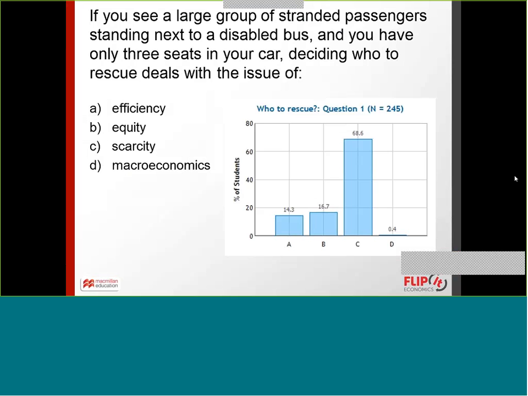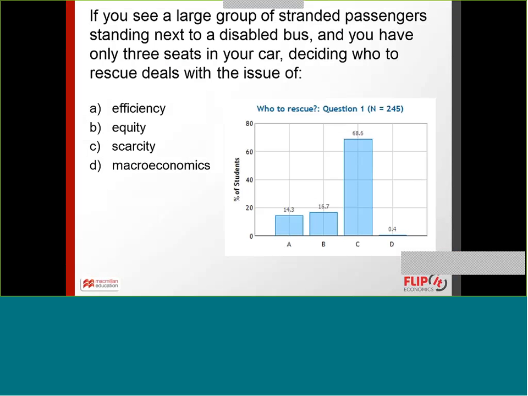And so I have an example of one of these, and this is a pretty standard thing in economics, to think about scarcity. Some people mislabel economics as the science of scarcity. Scarcity is just not that interesting, but if you see a large group of stranded passengers by a bus and you only have a few seats in your car, deciding who to take is a question of what? You can see, probably not macroeconomics. That probably doesn't make any sense.